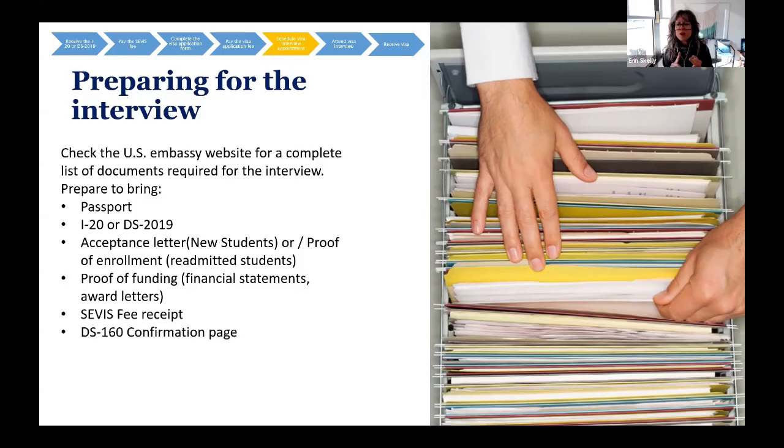You need your passport. You need your I-20 or DS-2019. You need your acceptance letter printed out in your hands, I-20 or DS-2019 printed out in your human hands. And if you're a readmitted student, so you've been readmitted to the university, you need proof of your enrollment for that future term and or proof of your readmission. You need proof of your financial support printed out. SEVIS fee receipt printed out. DS-160 confirmation page printed out. You can't just shove your phone into the visa officer's face, right?